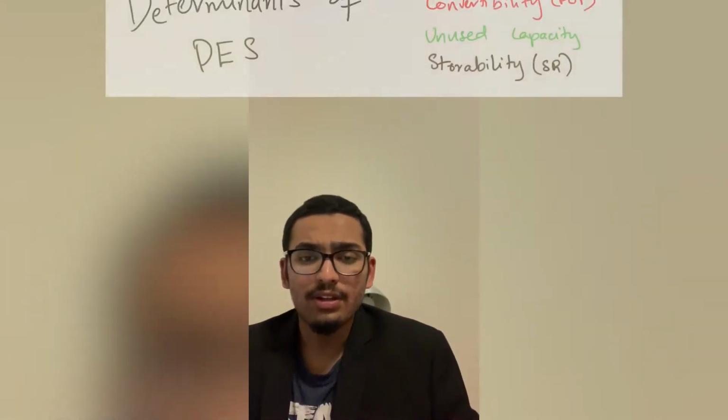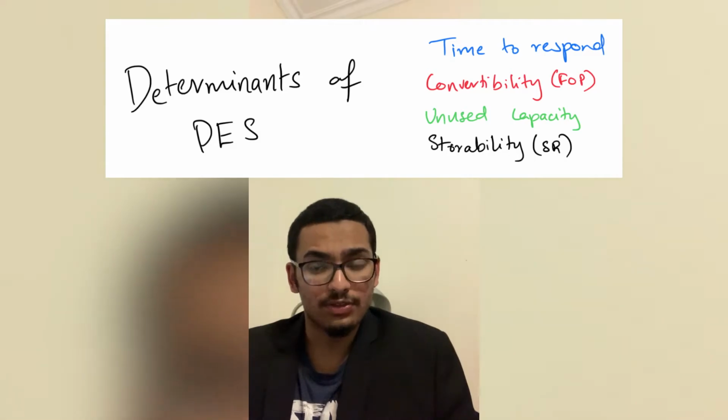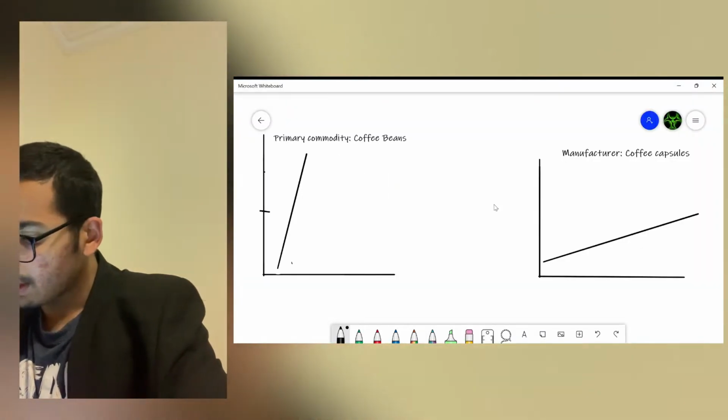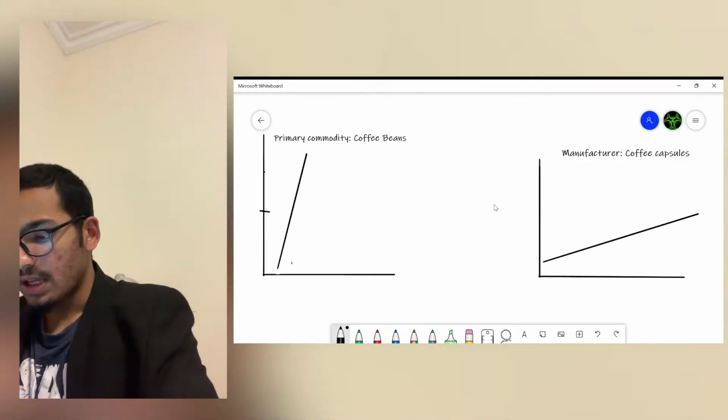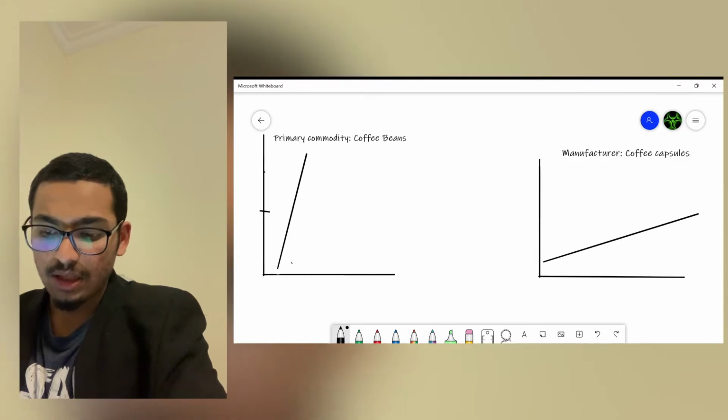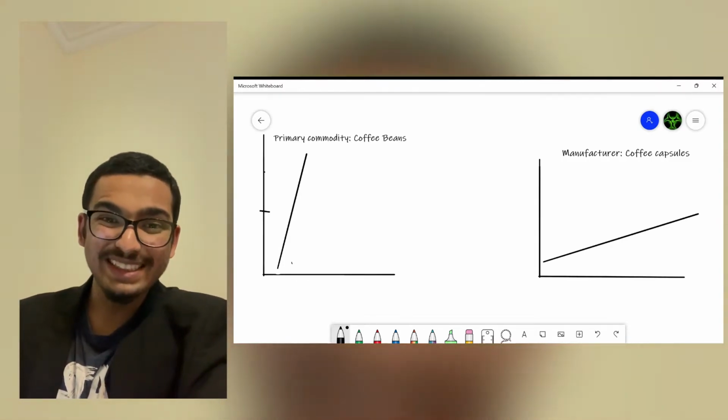Alright, now that we have a better understanding of how price elasticity and inelasticity of supply works, let's look at how primary commodities and manufactured goods work and how their elasticity in supply works. Before we get into that, here's a picture of some determinants of supply. Here we're looking at two different graphs, a primary commodity and a manufacturing good. A primary commodity is more inelastic because, as you can see, the slope is steeper.